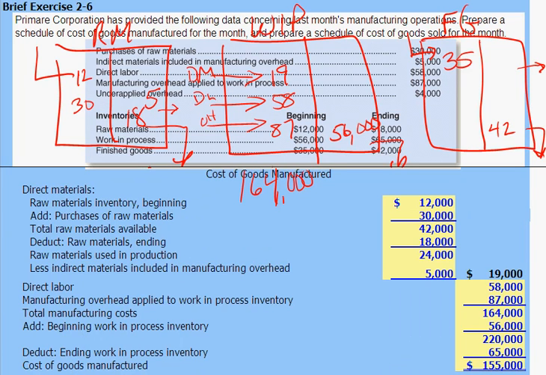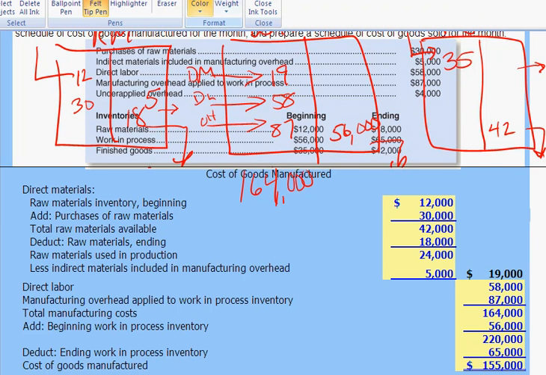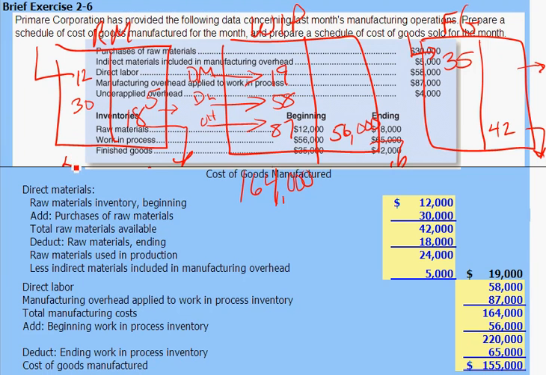All right, let's go ahead and look at the same thing from a box perspective. We were told that our beginning raw materials inventory was 12. We had purchases of 30, which means in terms of our boxes on our right-hand side we had 42,000. We had 18,000 at the end, and we had 5,000 go to manufacturing overhead. So that means our direct material right here, the unknown, would have been 19.